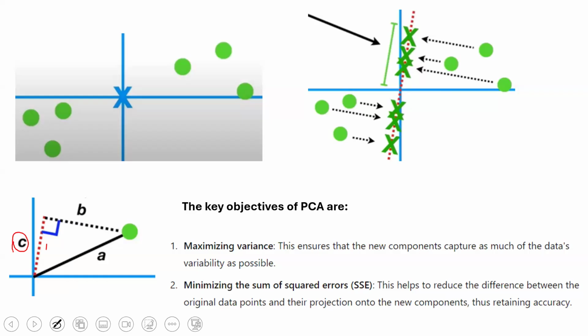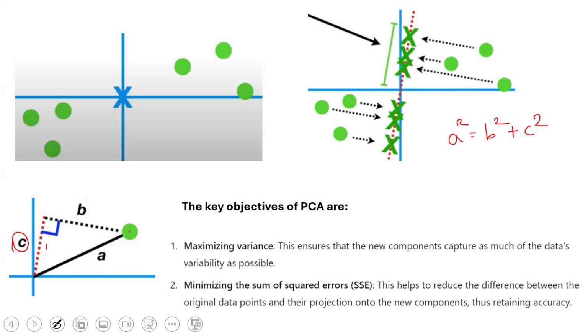I'm taking just one point now to explain the second objective. The dotted line is the best fitting line that we are trying to find. When you project this point onto this line, it forms a right angle triangle, right? So when you have a right angle triangle, you have the Pythagoras theorem that says a square is equal to b square plus c square.